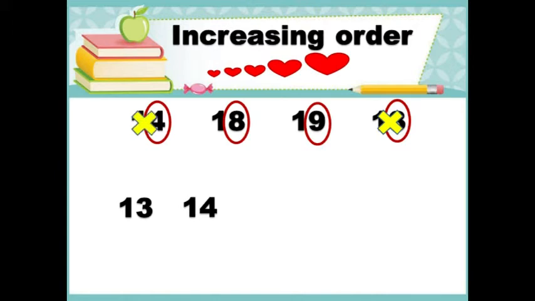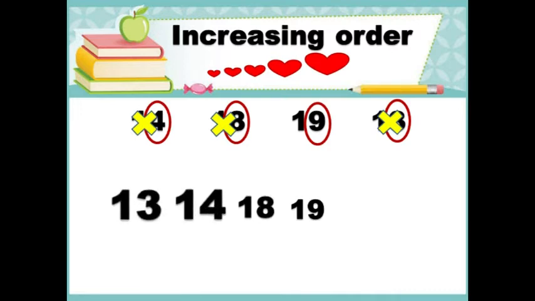And next one, we have 18 and 19. So 18 and 19, we have their 8 and 9. The smallest number among the two is number 8. So we will write 18. And the last one, we will write 19. So 13, 14, 18, 19 is the correct order of 14, 18, 19, 13 in increasing order.